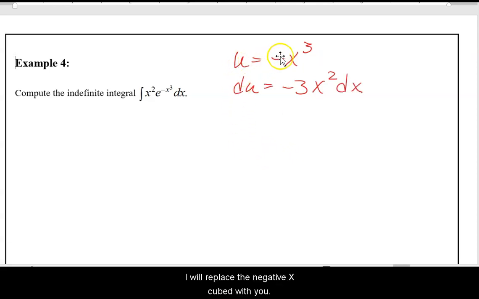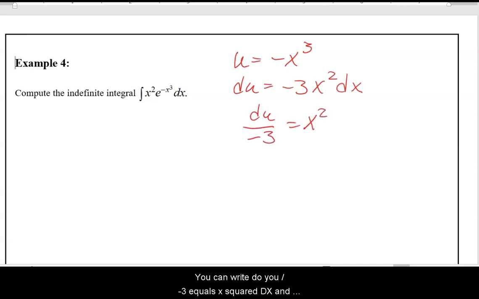I will replace the negative x cubed with u. However, I do not have a full negative 3x squared. I do have the x squared and the dx, but I'm missing the negative 3. I'll move the negative 3 to the other side. You can write du over negative 3 equals x squared dx and just replace that part.